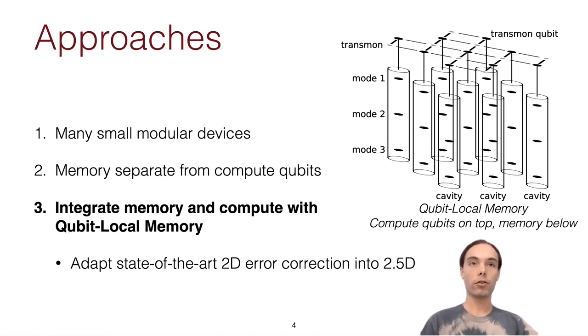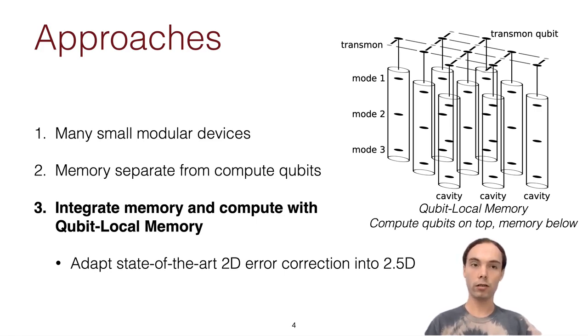So there's many approaches to this that have been discussed in the past. It can be boiled down to two main ideas. Modular devices, where you have many small, easy to build devices connected by interconnects. Or there's the classical route where you take memory separate from compute and you have a bus to shuttle between memory and compute.